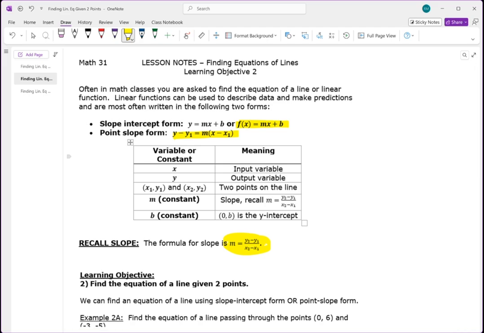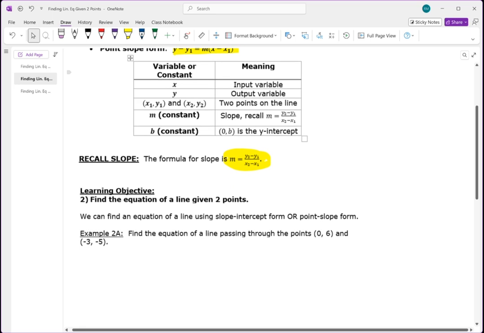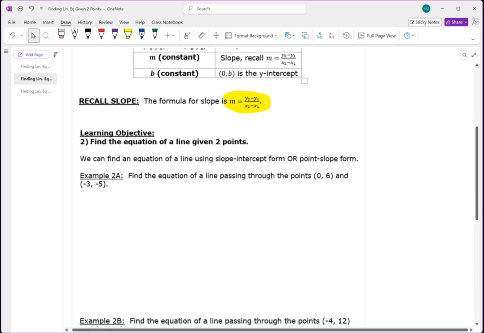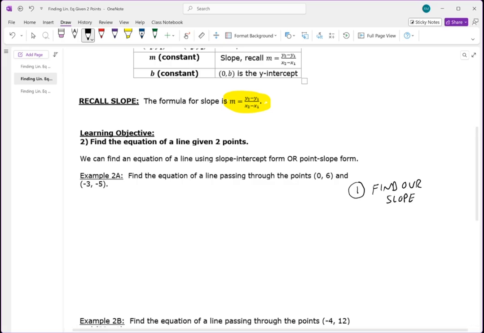So if we are given 2 points, such as we are here in 2a, the first thing that we are going to do, I'll go ahead and write out a step here. The first thing we're going to do is we need to find our slope. So we're going to go ahead and write our formula down: y2 minus y1 all over x2 minus x1 for our slope, which we call m.